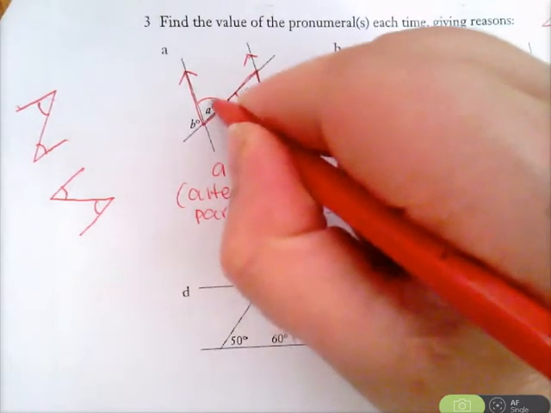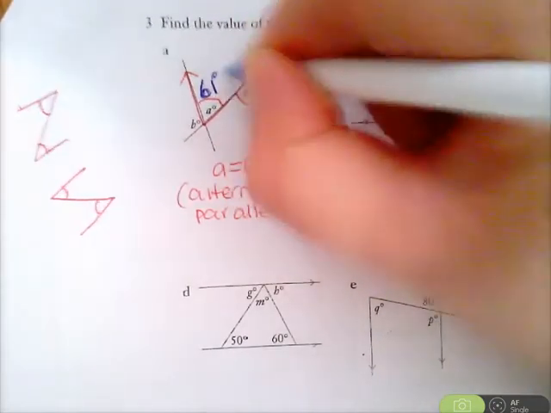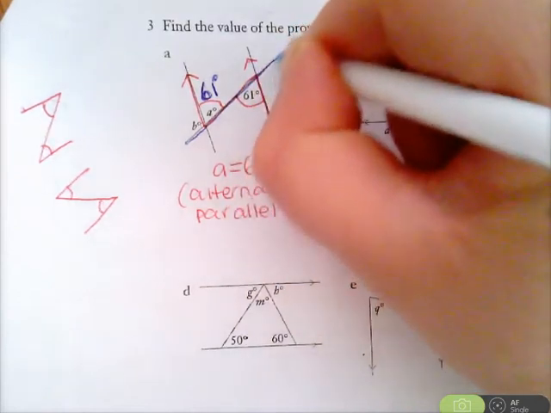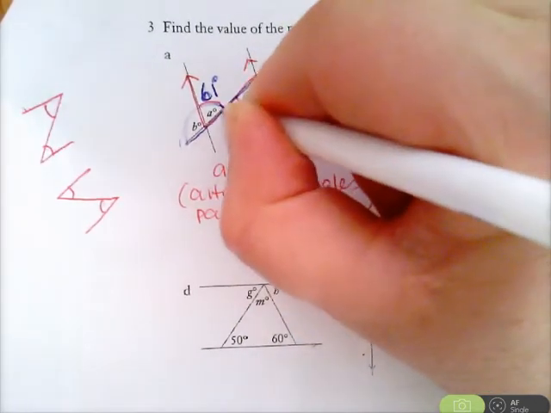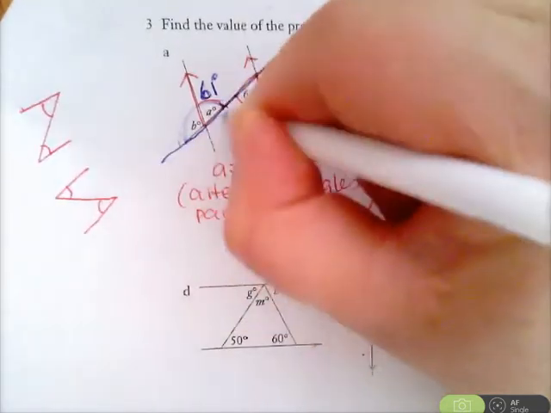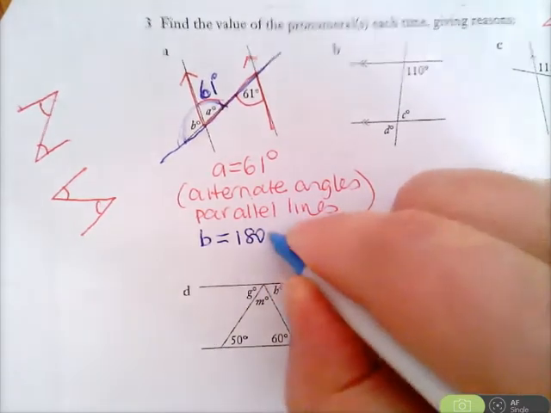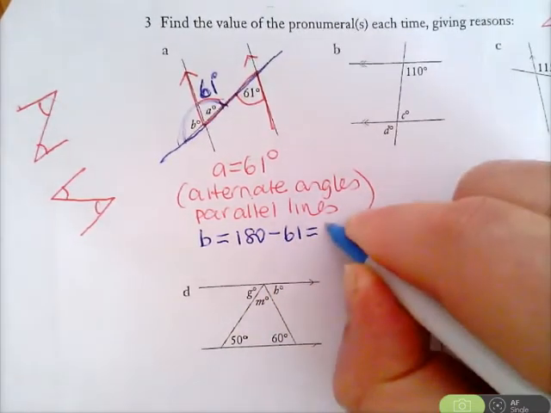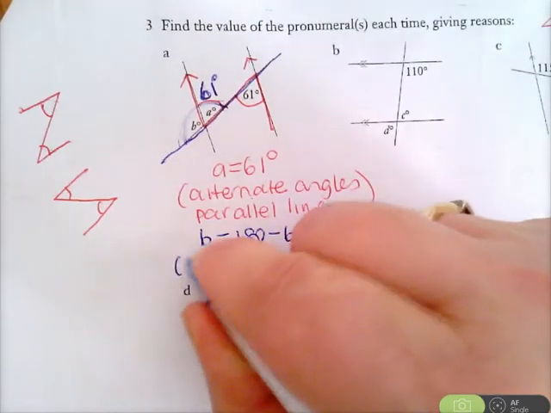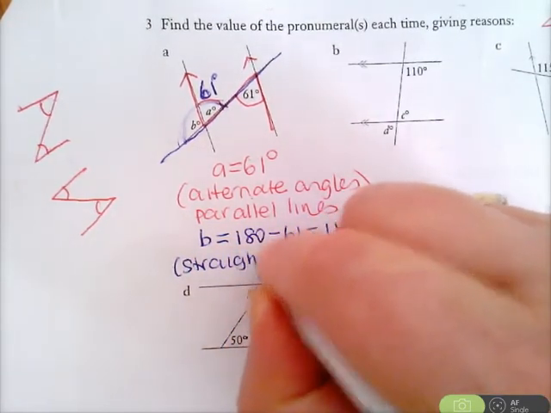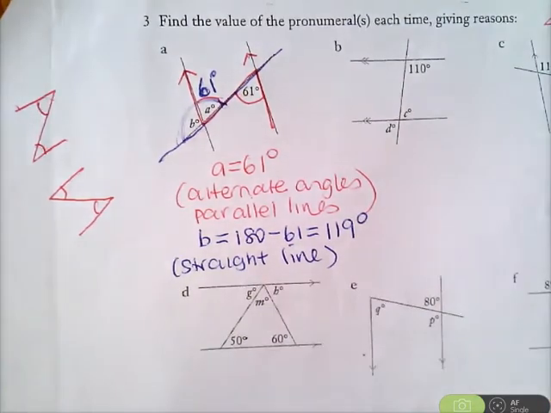Now for B, if A is 61, I'm going to write that in here. If you look across here, we've got a straight line here. So A and B make up a straight line, which is 180. So I've got that B is 180 minus 61. And on your calculator, you can work out that that's 190 degrees. And the reason why we were able to work out B was that we've got a straight line.